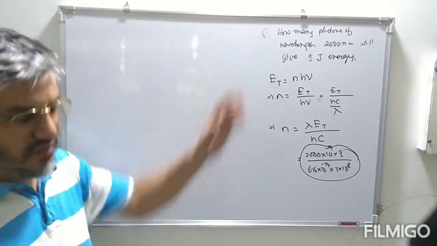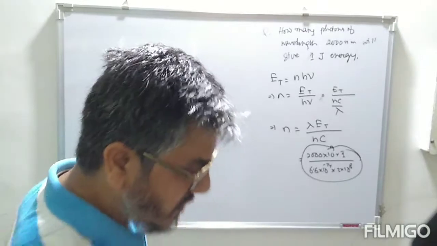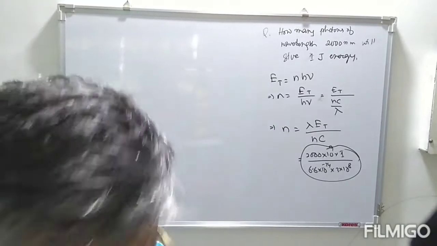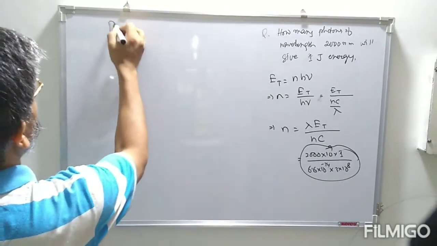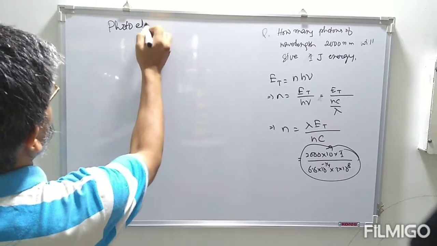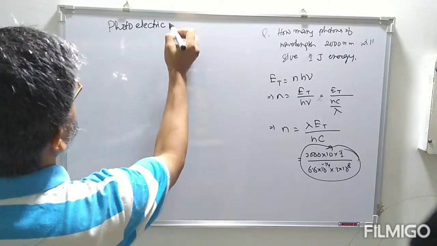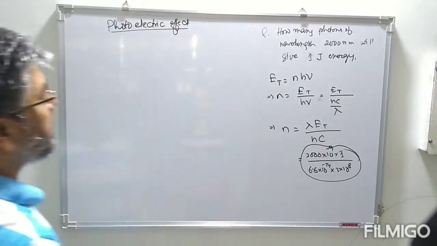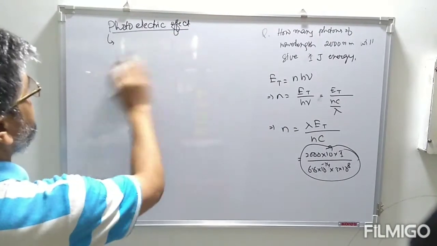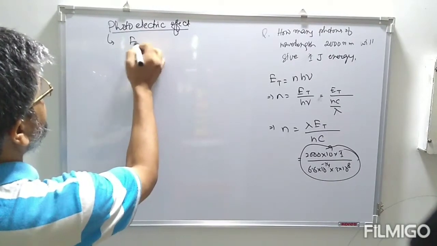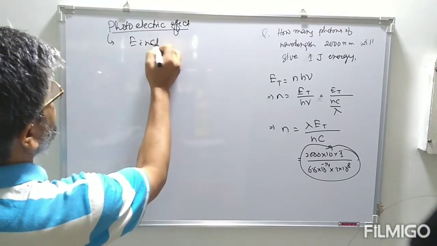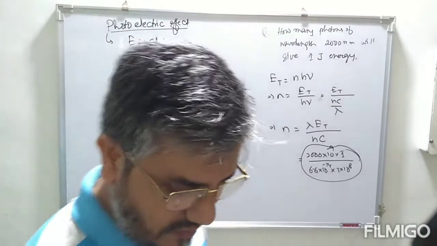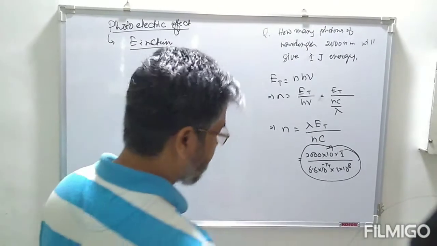After this quantization of energy, that is energy being quantized, we come to the photoelectric effect. This photoelectric effect was given by Einstein, for which he was awarded Nobel Prize. So let's see what is photoelectric effect.